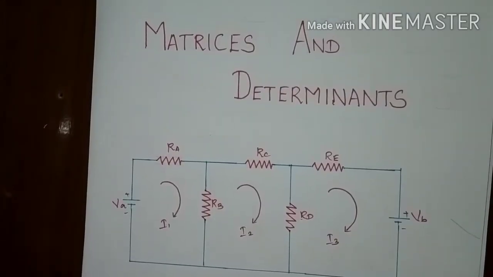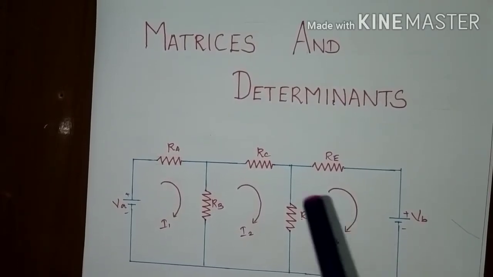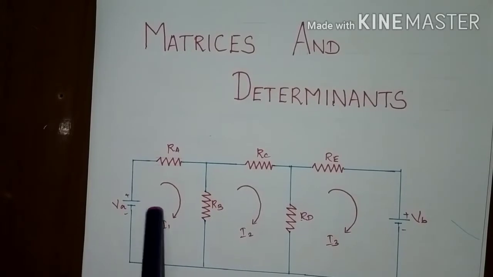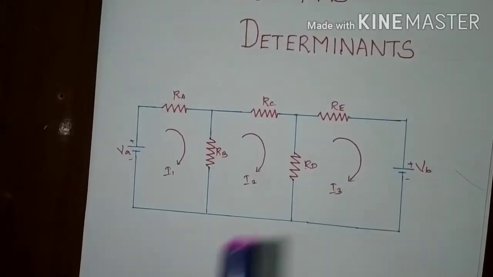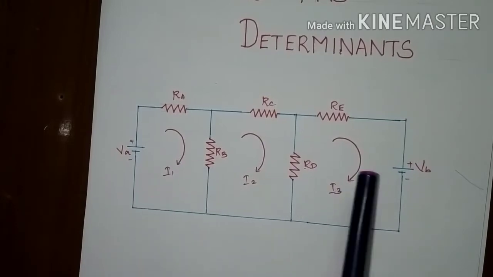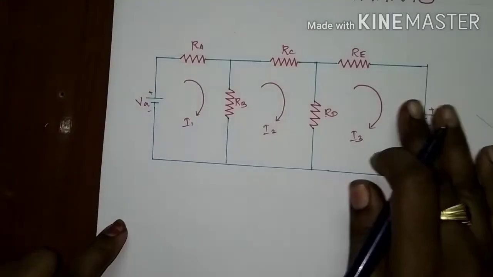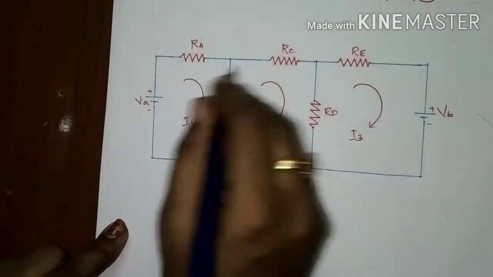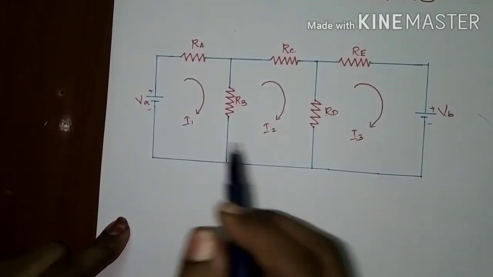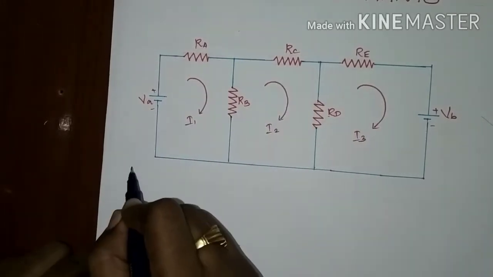Now let's move on to the topic of matrices and determinants. If a mesh current has to be found in 3 meshes, that is, if a circuit has 3 meshes, or when KVL is applied in 3 meshes of a network, the following 3 equations can be obtained. The following 3 equations for these 3 meshes can be written as follows.